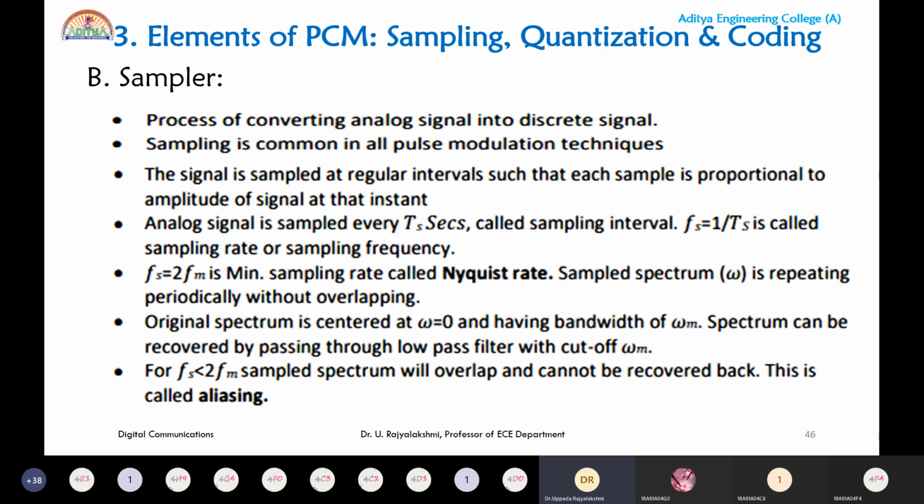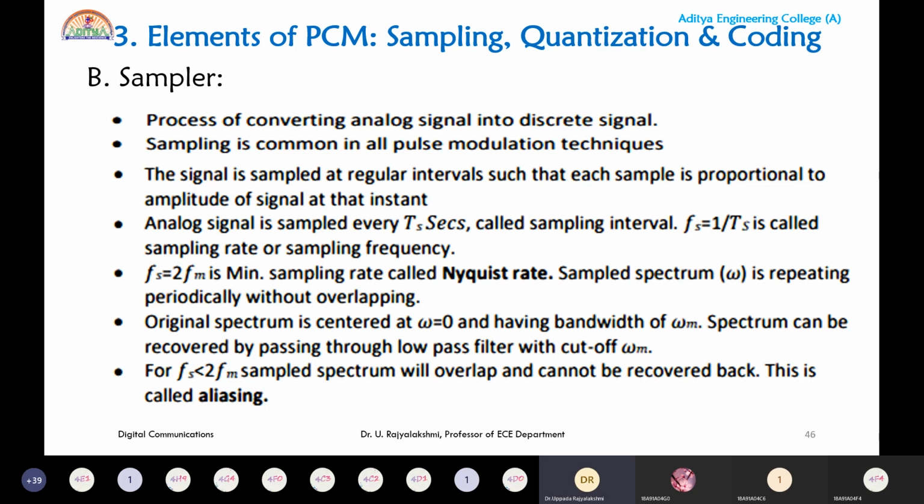Please observe this slide, fourth point. What is the sampling interval? The sampling interval is Ts. Fs can be represented as the sampling rate or the sampling frequency, which is the reciprocal of the sampling interval.